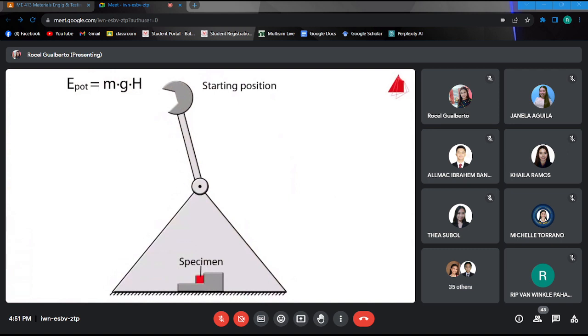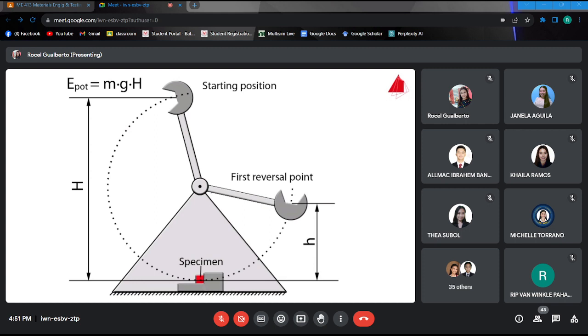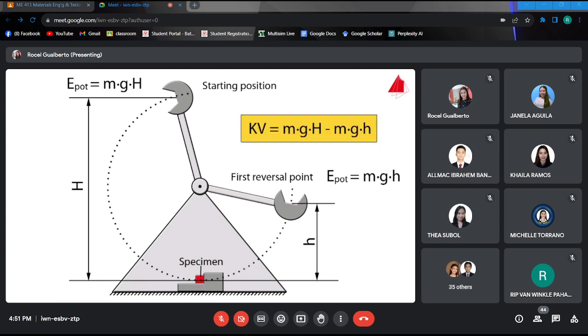Here is the main principle of the measurement. In its starting position, the pendulum only has potential energy. It is given by mass of the hammer m times gravitational acceleration g times starting height capital H. After the pendulum has been released, the hammer moves downwards, hits the specimen and then only swings to height small h. Exactly at the first reversal point, the pendulum again only has potential energy, which is m times g times small h. The energy that has been absorbed by the specimen is called notch impact energy, kV. It corresponds to the difference between the two potential energies.